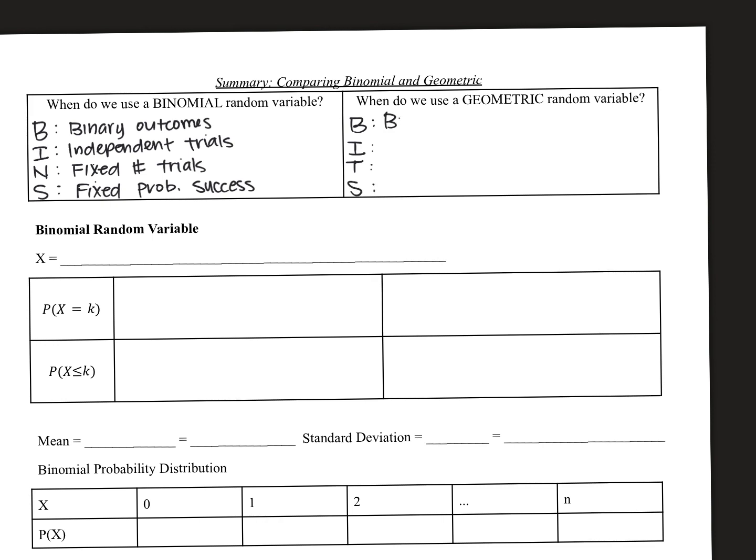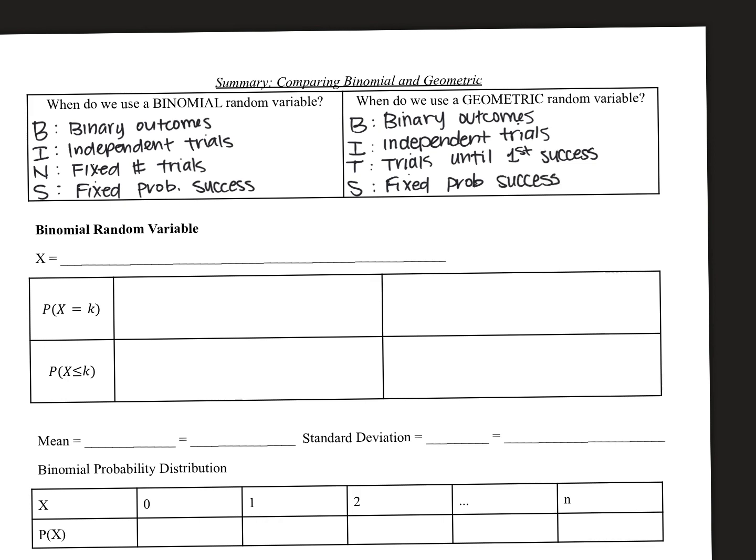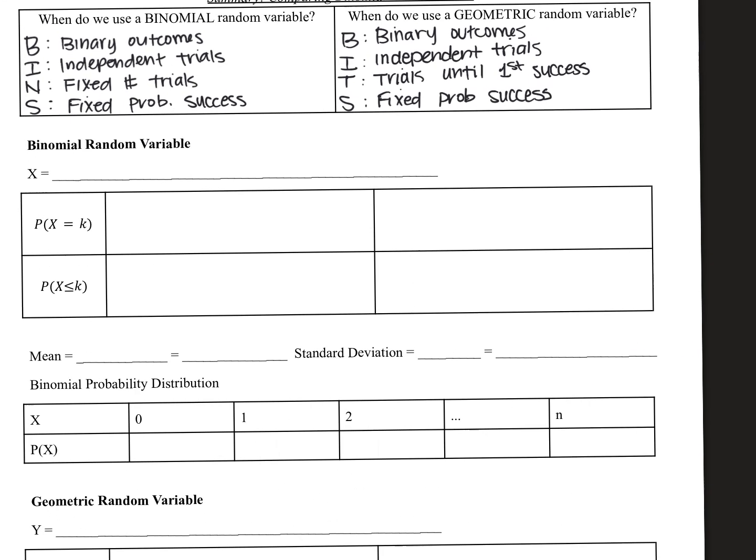Geometric random variables have the acronym BITS, so they're also binary outcomes and independent trials. But T is the trials until first success, and they also have a fixed probability of success. So the only real difference is the n and the t, whether we're looking at a fixed number of trials or a number of trials until our first success.